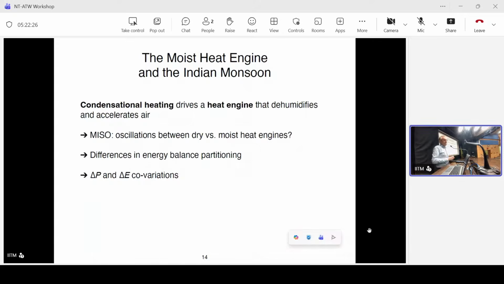Yeah, and I think with this, as you can see, it's not much on the Indian monsoon. Maybe you hope for more, and I also hope for more. And so maybe over the next year or so, this can become more concrete in the discussions if you are interested. And so with this, I'm at the end of this talk.